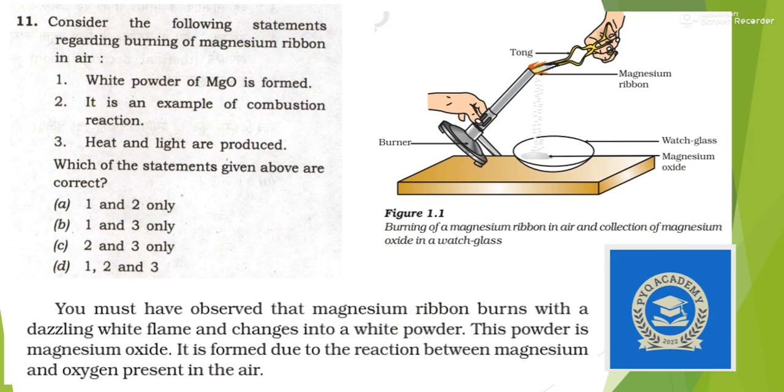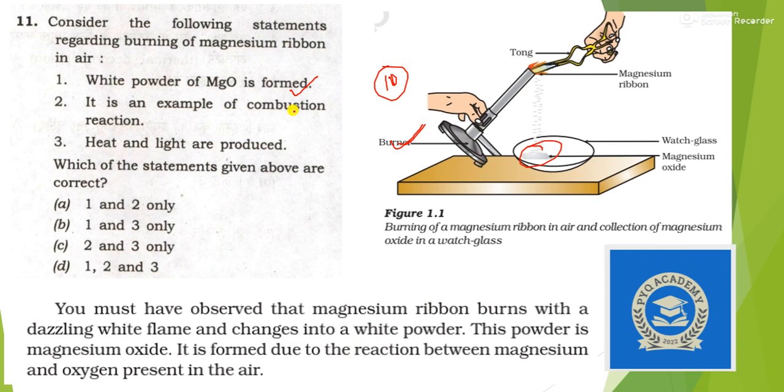Next, consider the following statements regarding burning of magnesium ribbon. This figure you will find on the first page of class 10 NCERT, first chapter. Now consider the statements. White powder of MgO is formed when you burn magnesium ribbon. So yes, it is true. You can see here this is MgO, magnesium oxide.